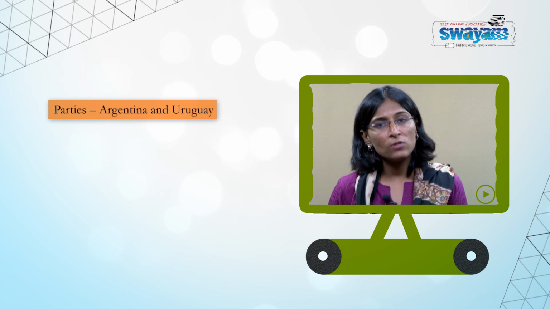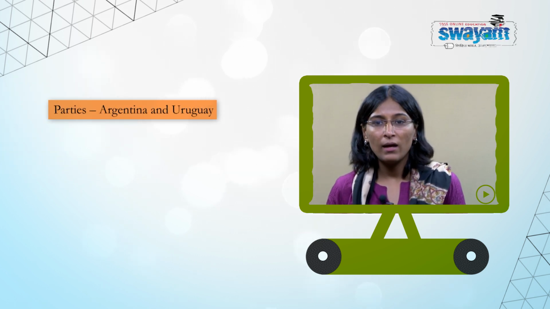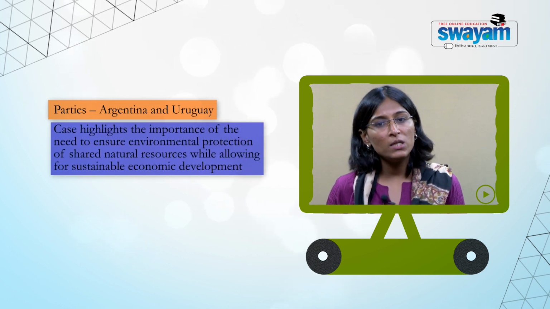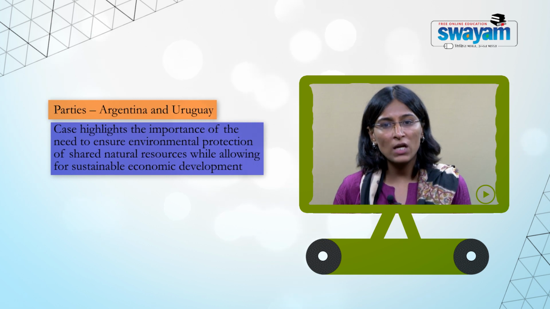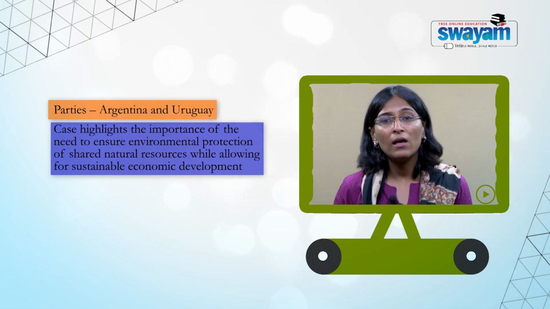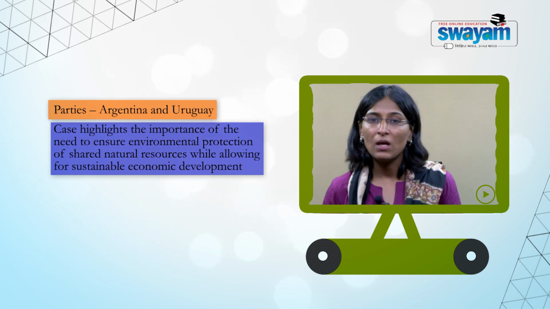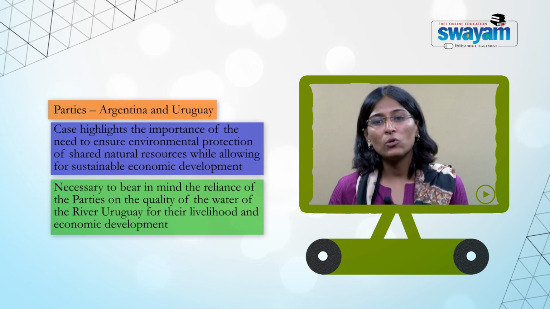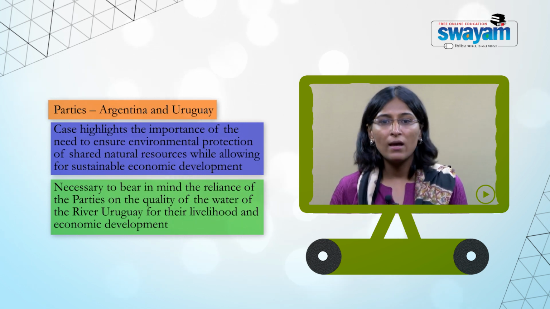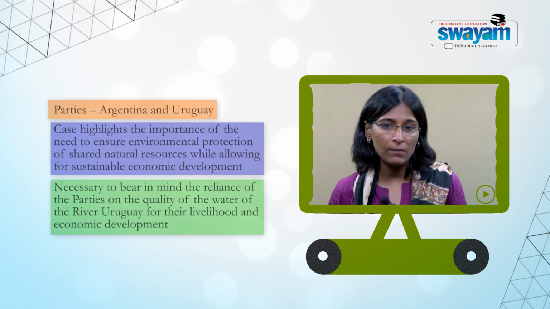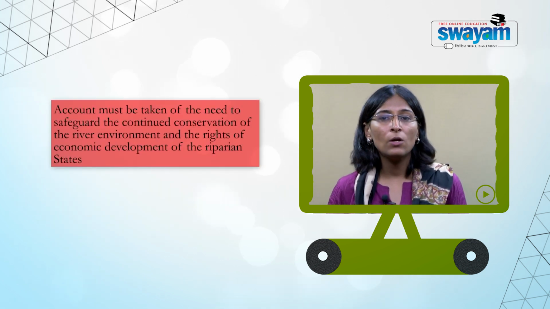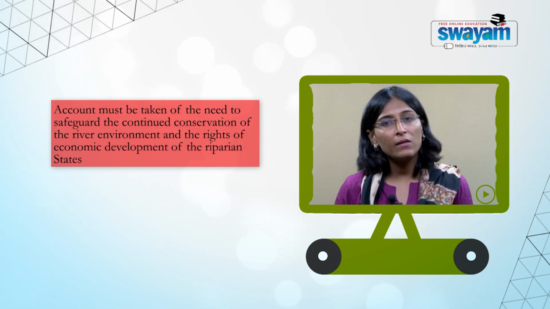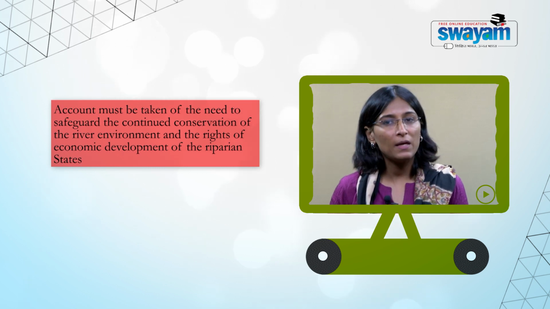Another decision of the International Court of Justice from the year 2006 is the Pulp Mills case provisional measures. The parties to this case were Argentina and Uruguay, and this case, according to the ICJ, highlights the importance of the need to ensure environmental protection of shared natural resources while allowing for sustainable economic development. According to the court, it is necessary to bear in mind the reliance of the parties on the quality of the water of the river Uruguay for their livelihood and economic development, and account must be taken of the need to safeguard the continued conservation of the river environment and the rights of economic development of the riparian states.